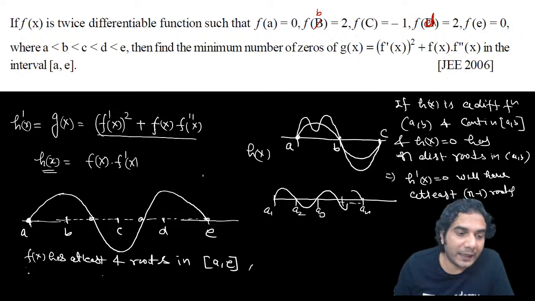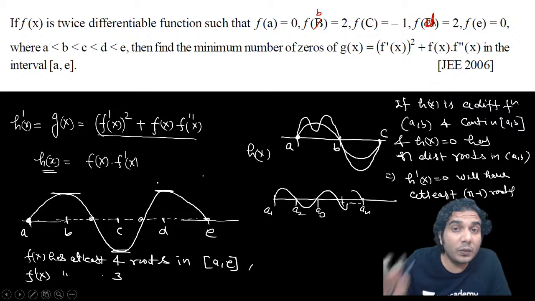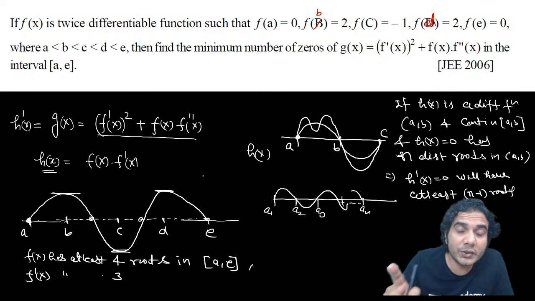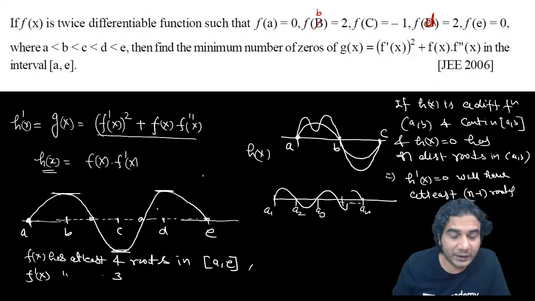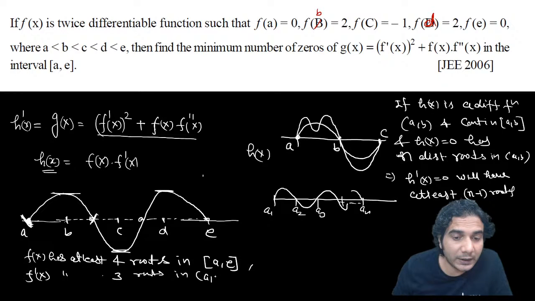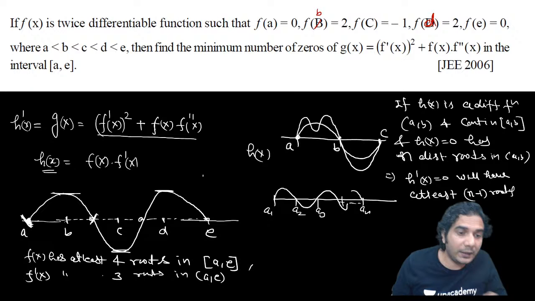Now, what about f'? How many roots will f' have? f' has at least 3 roots. You can see, 1, 2, and 3. And these 3 roots will be distinct from the roots of f(x), because one root occurs between a and this root, in between. So similarly, we'll have at least 3 roots. Now I'm putting this open interval a to e because a and e I'm not considering. Between a and e there will be 3 roots, and these 3 roots will be distinct from the 4 roots of f(x).